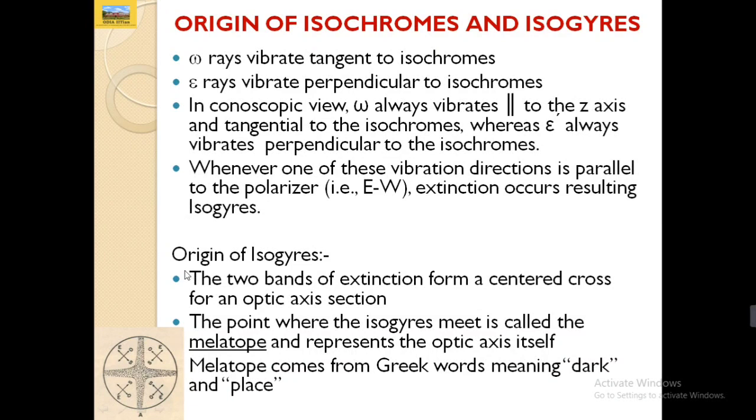Now, origin of isogyre. The two bands of extinction form a center cross for an optic axis section. This is the optic axis section which is crossed. The point where the isogyres meet is called melatope. This is the meeting point, which is known as melatope. Melatope is formed due to the optic axis, along which double refraction does not take place, and represents the optic axis itself. Melatope comes from a Greek word meaning dark place.